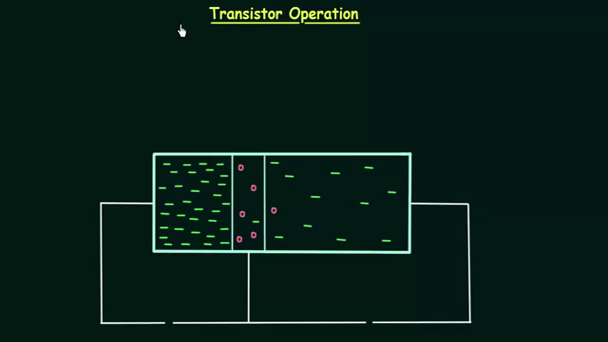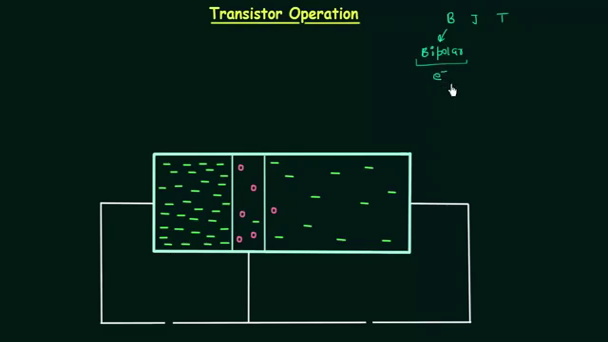In the last lecture, I introduced transistors. In this lecture, I will explain how a transistor works. I also explained the meaning of the name BJT. B stands for bipolar. We have bipolar in the name because there is involvement of both types of charge carriers.